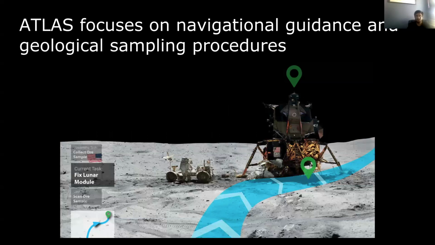So ATLAS focuses on navigational guidance and geological sampling procedures. This is incredibly important because on the moon, we no longer are working in the vicinity of a small area like we were on the ISS. Astronauts will need to be able to traverse large amounts of area where QR codes are just simply not enough to provide astronauts information on where they are. We need a full-scale navigation system that allows astronauts to see their position with regards to other known landmarks and how to get between them.